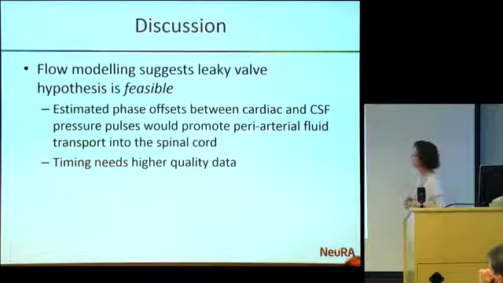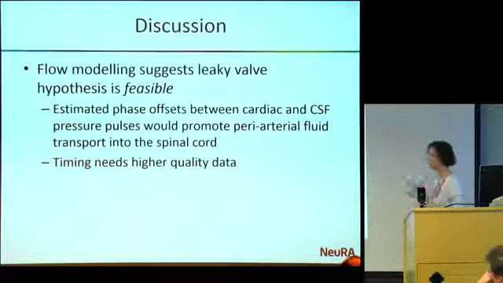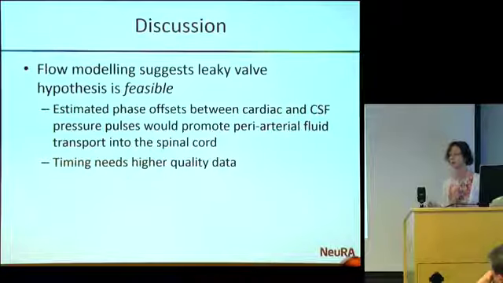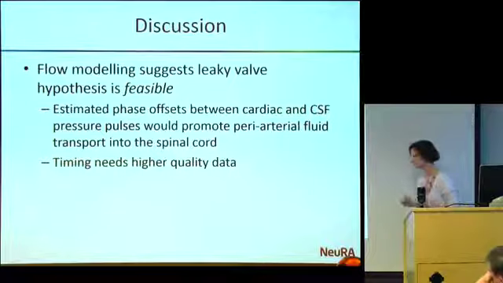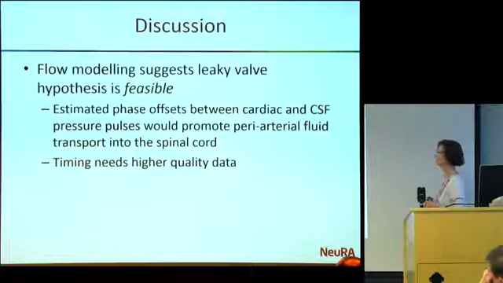So what that has suggested to us is that this leaky valve hypothesis is feasible. Again, it's not direct proof. It's very difficult to make direct measurements of CSF flow or fluid flow into the spinal cord, at least in humans. It's conceivable that this could be done in animals using contrast injections into the spinal canal, but we haven't done that yet. But these estimated phase differences could actually be promoting periarterial fluid transport into the spinal cord.